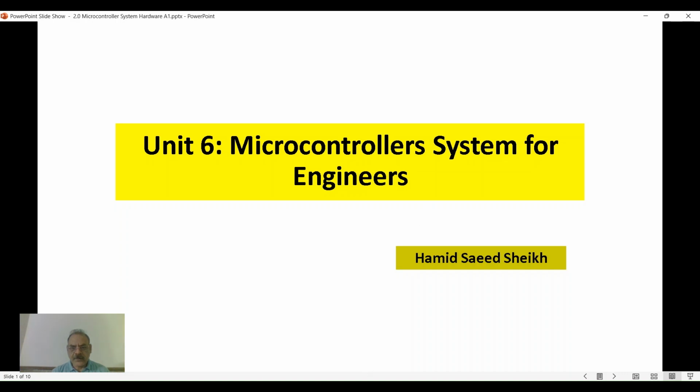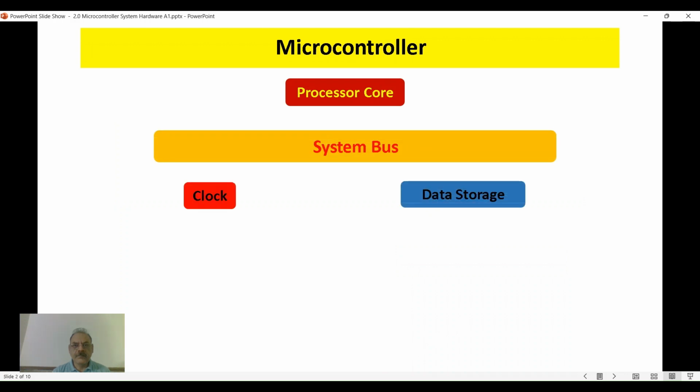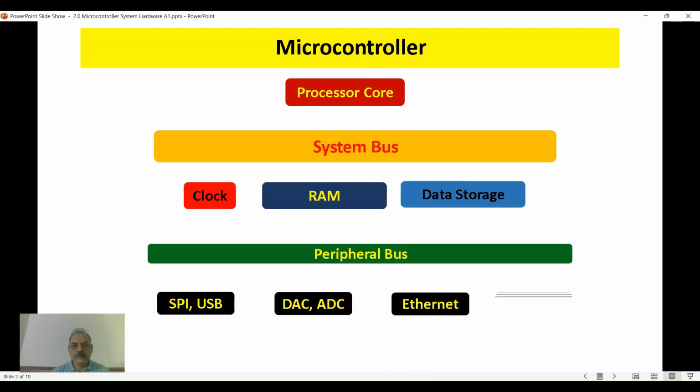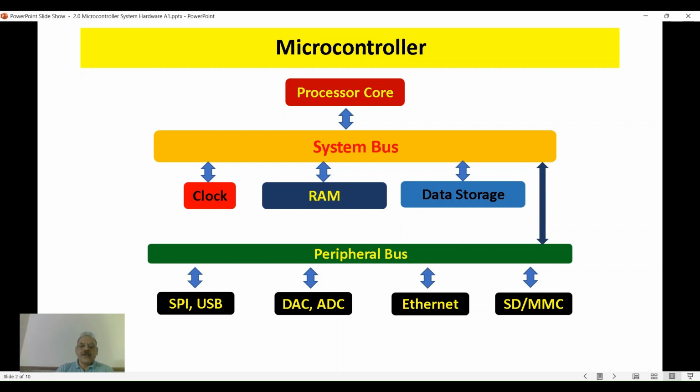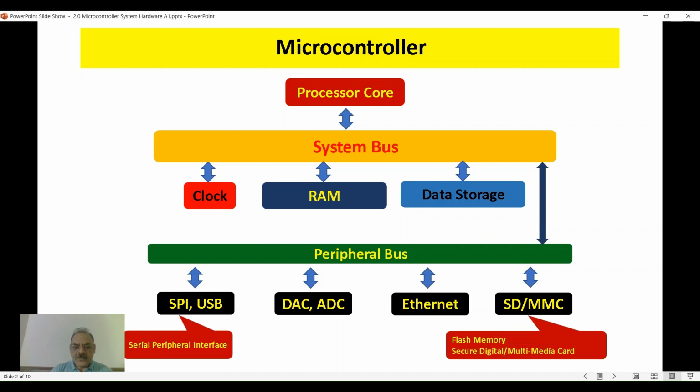Today we'll be talking about the microcontrollers hardware. A microcontroller has a processor core and two buses. One is the system bus, one is the peripheral bus. The system bus is connected to RAM, data storage, and clock, whereas the peripheral bus is connected to Ethernet, DAC, ADC, USB, serial peripheral interface, and flash memories.